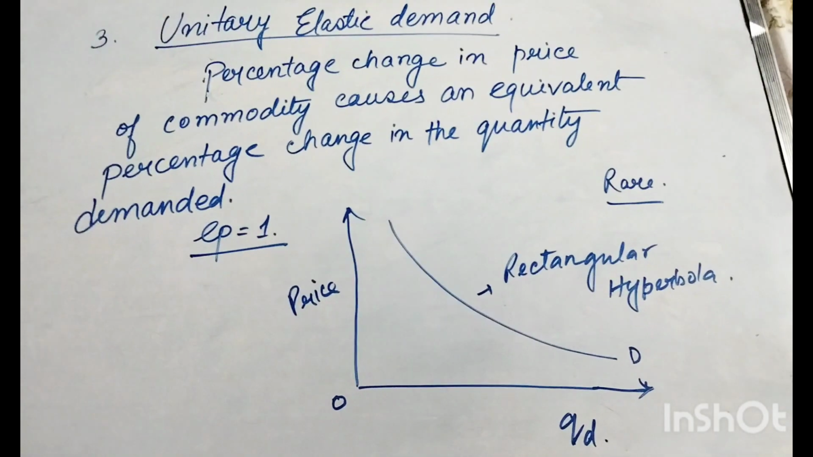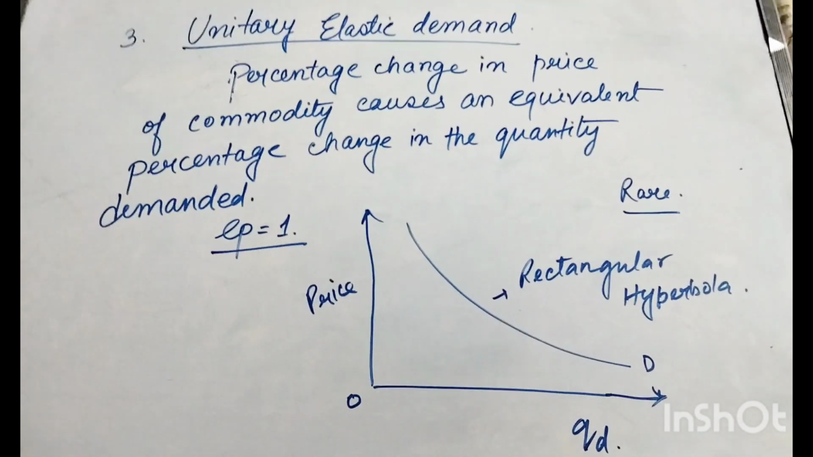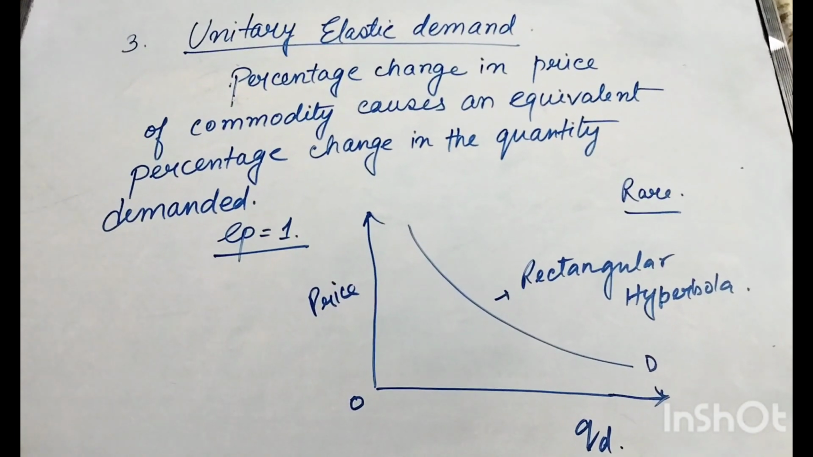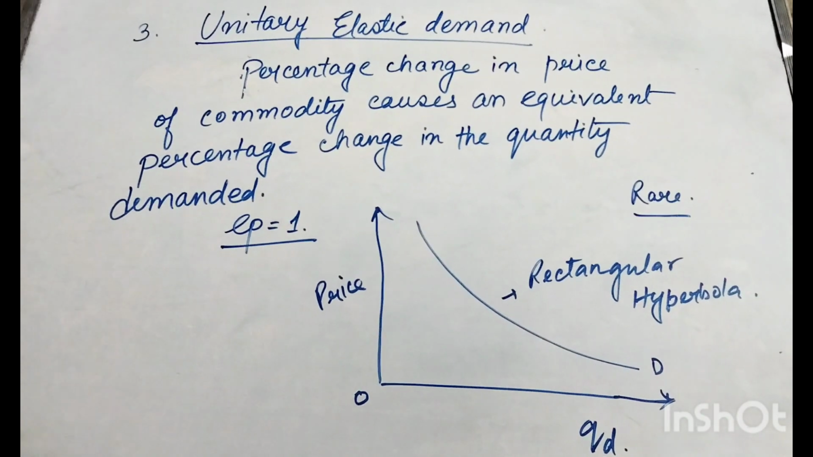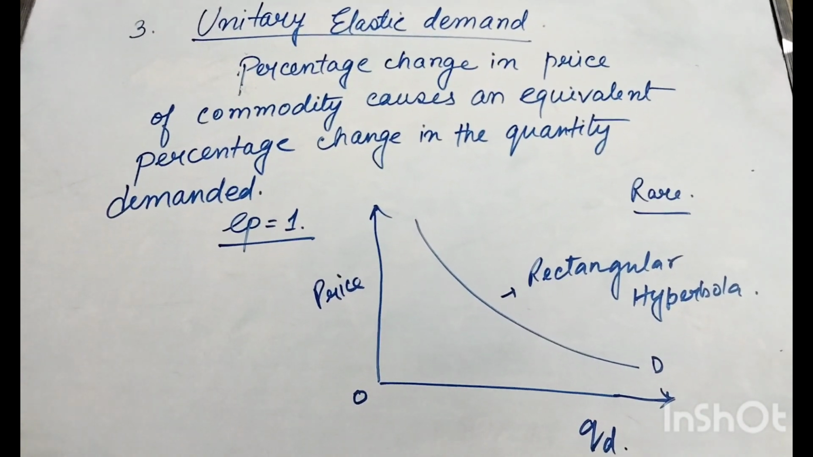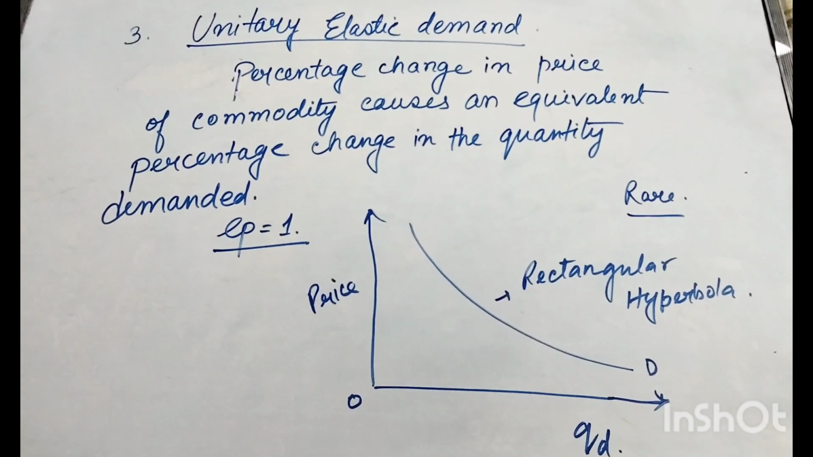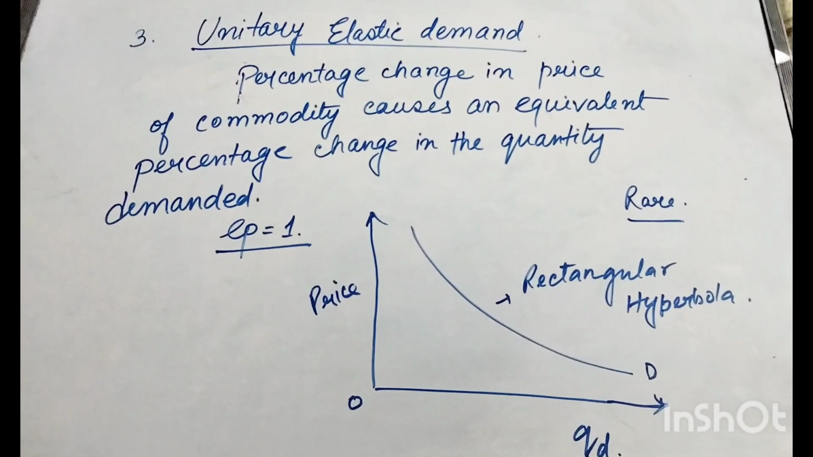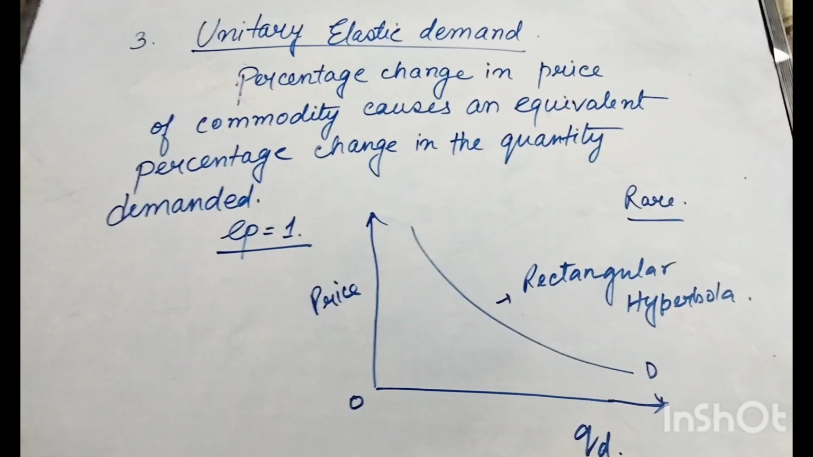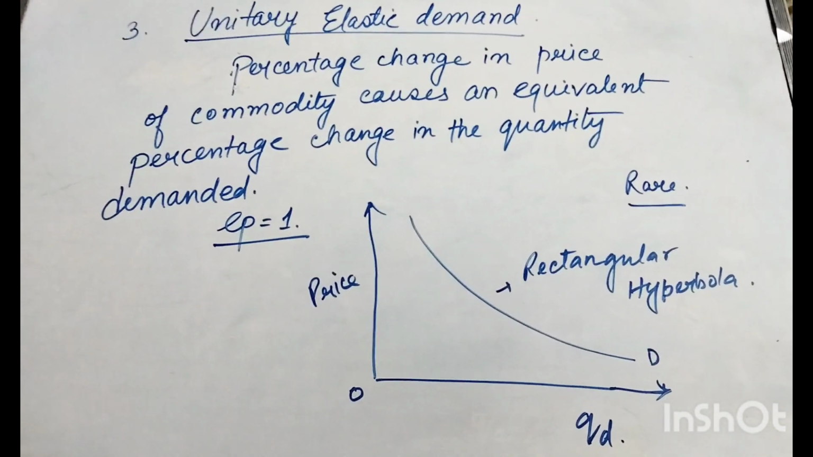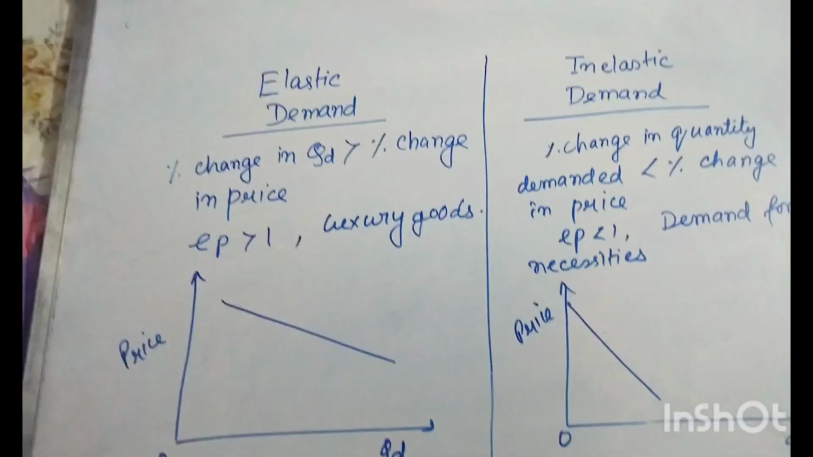This unitary elastic demand is also rare. That means there is an equivalent percentage change in price and in the quantity demanded. Whatever change in the price, exactly that same amount the demand will also change. So these types of cases are very rare. Next we move on to the next type.